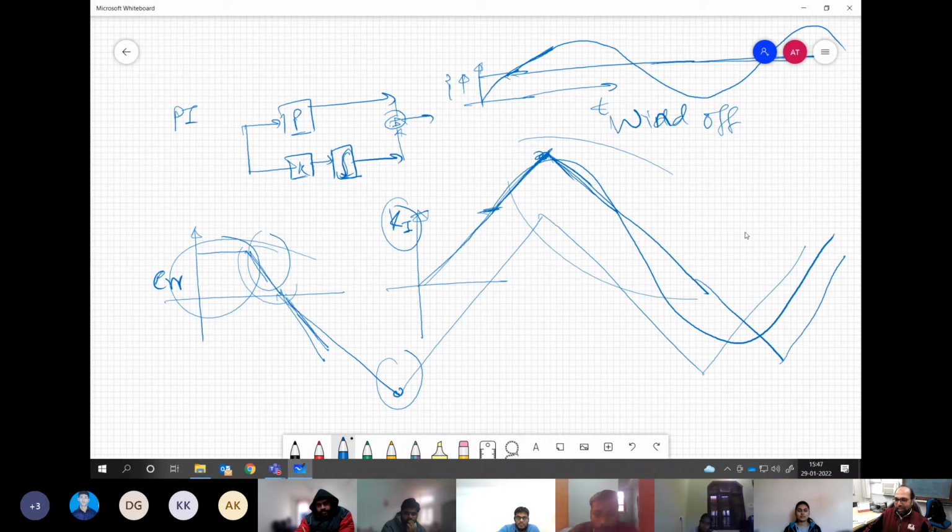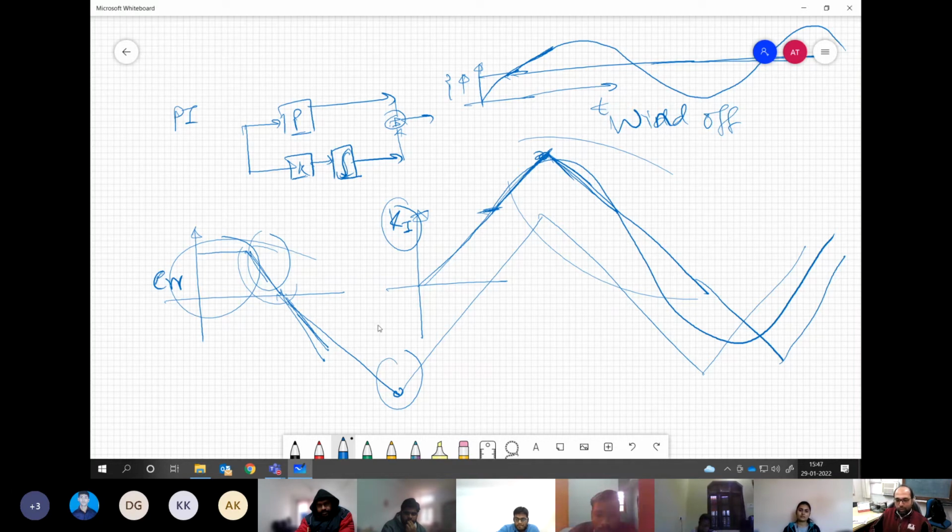Oh, this is not working. The KP, KI values are wrong. Let me put something else. That's not the case. You have to understand the system when you are working with it. What you are computing is correct, but how to practically realize that in the system, that you should know.